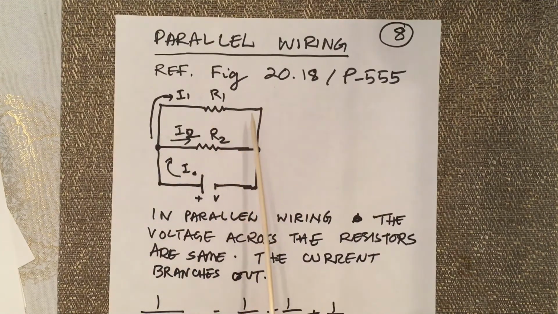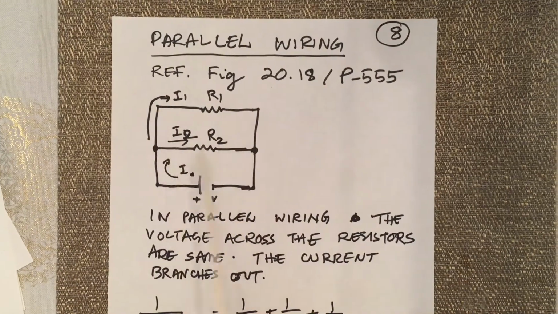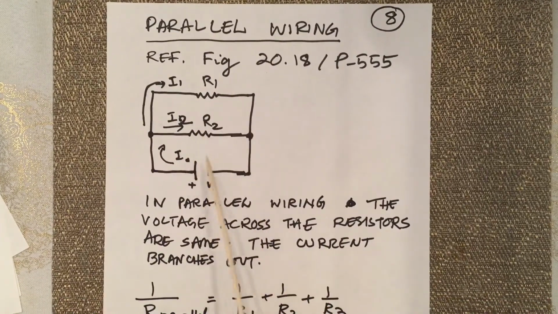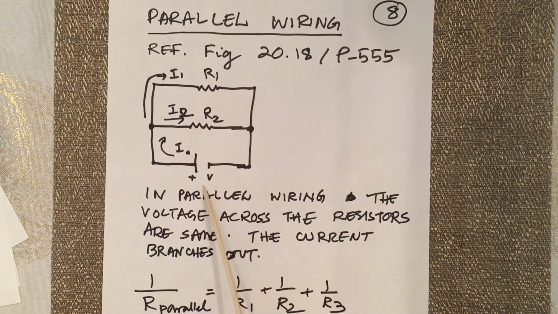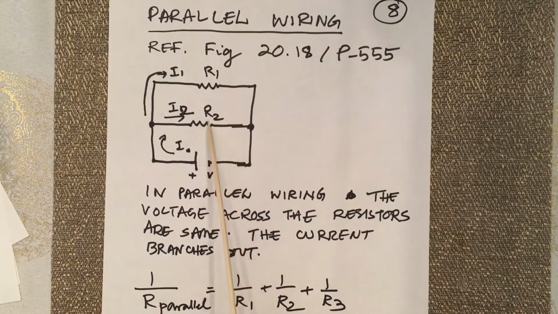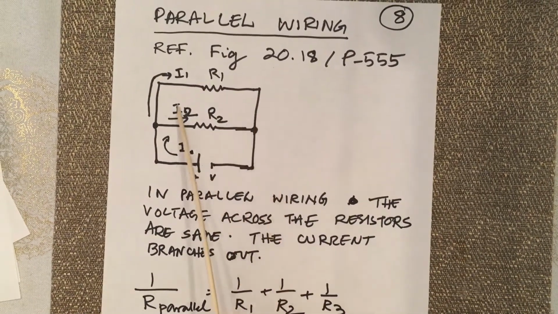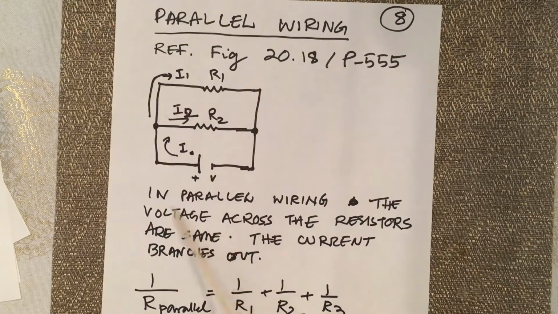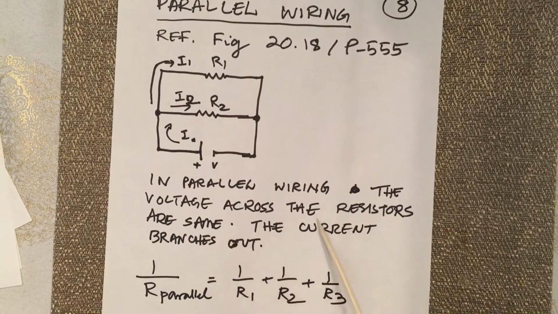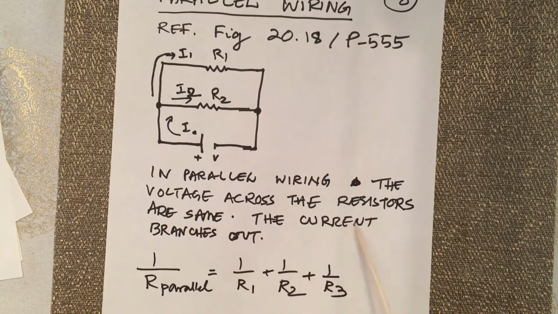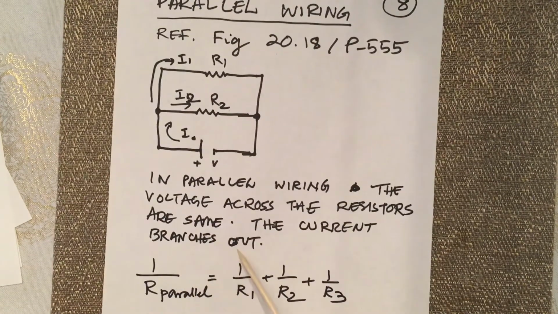So as you look into this circuit here, previously in the series circuit, the current passing through resistor 1 and 2 is the same, but here the voltage, if you measure the voltage across R1 and the voltage across R2, will be the same. Let us say the battery is 12 volts, then you will measure 12 volts across R2, 12 volts across R1, but the current will be different. So in parallel wiring, the voltage across the resistors is the same, the current branches out.